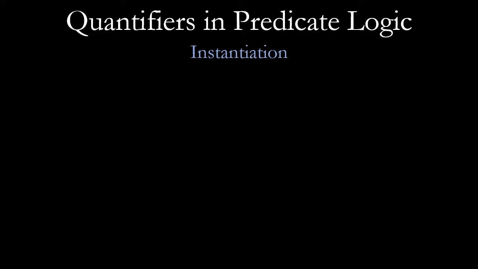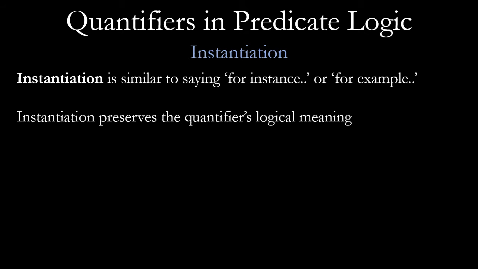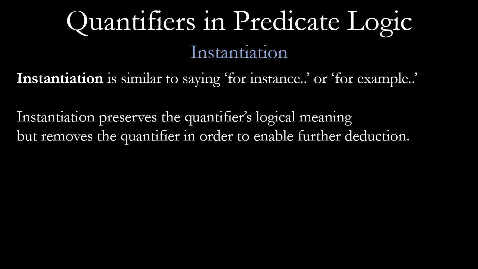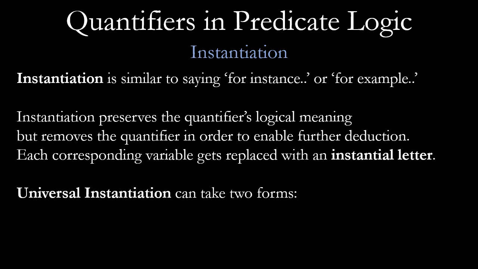So one of the things that we can do with quantifiers in order to use them deductively is to instantiate them. So instantiation is similar to saying for instance or for example, right? So what it does is it preserves the quantifier's logical meaning, but it removes the quantifier so that we can enable further deduction. When we instantiate, each corresponding variable gets replaced with some sort of instantial letter. Typically, it's kind of arbitrary which instantial letter you might use, although there are some important rules that we need to follow, and we'll discuss those pretty soon.